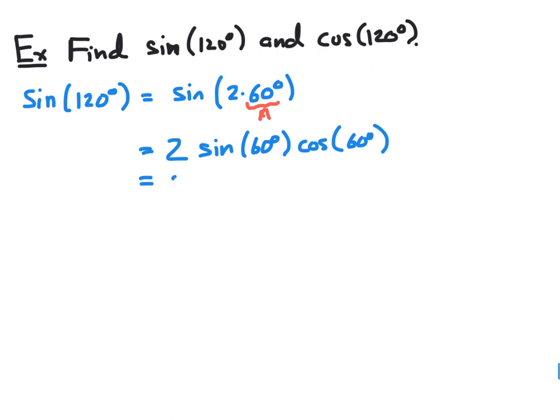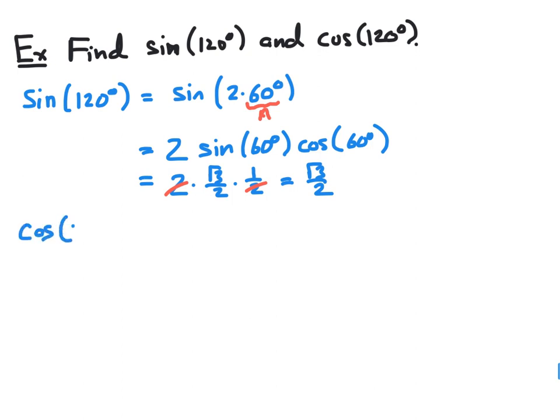We can simplify this, of course. The sine of 60 degrees is the square root of 3 over 2, and the cosine of 60 degrees is 1/2. Here the 2 and the 1/2 cancel, and what we're left with is just the square root of 3 over 2, which is the sine value of 120 degrees. We would have also obtained this if we used reference angles. We knew that it's the same as the sine of 60 degrees, with the same sign because in the second quadrant sine is positive.